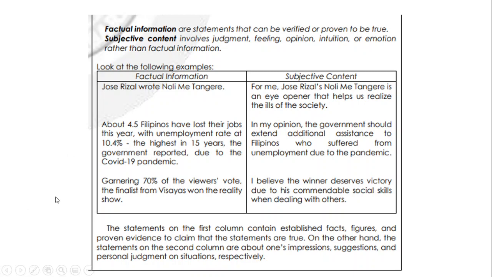And then another, saan ba galing yung report? The report coming from the government. Sino pa ba makapagbibigay sa atin ng tamang report? It could be the government. Kasi mga government, they study that, they research for that. So, sila yung mga trusted agency that can give us report about an employment rate. So, this is an example of factual information.